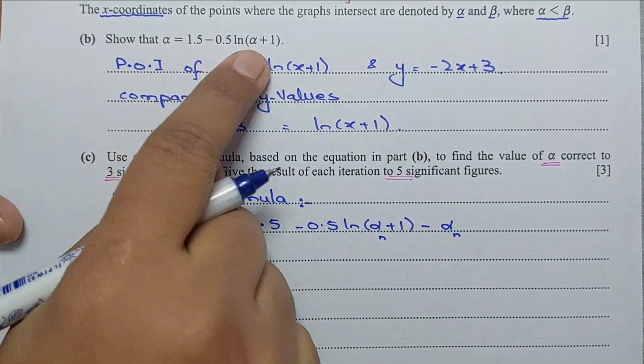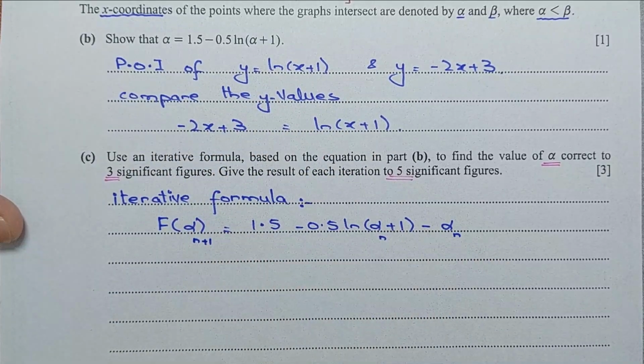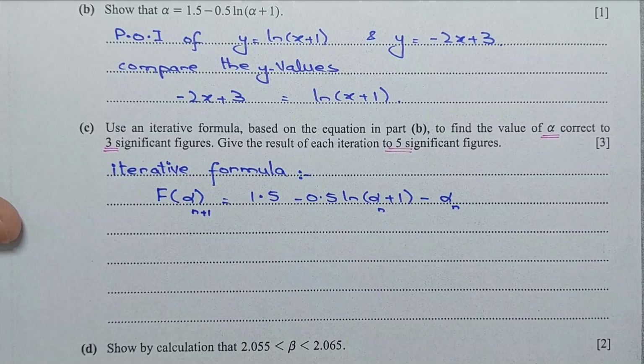1.5 minus 0.5 ln of (alpha plus 1) is the same, just move the alpha to the other side. This is the whole function. Okay, so we need to figure out that this is the iterative formula. This is a way to make an iterative formula: the function of alpha, not the function of x this time. Okay, now to get the value of alpha, we need the initial guess.